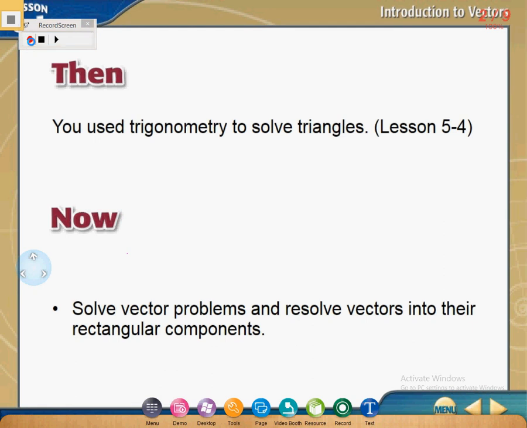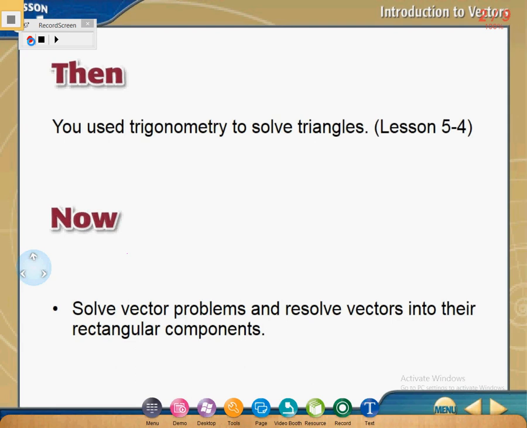This is our last part of lesson 8.1, Introduction to Vectors. This means that we finished 2 weeks now, and I hope that you understand the lesson, and of course if you need anything you can come back to me.